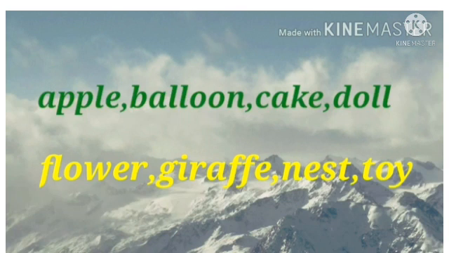Now you look at the second set of words. Flower, giraffe, nest, and finally toy. See, flower, the first letter is F. Giraffe, the first letter is G. Nest, the first letter is N. And toy, the first letter is T. Here, G comes after F. And N comes after G. And T comes after N. So, that is also in alphabetical order.